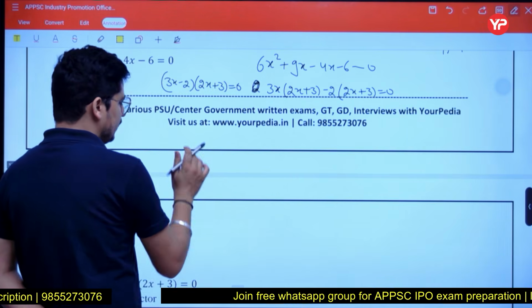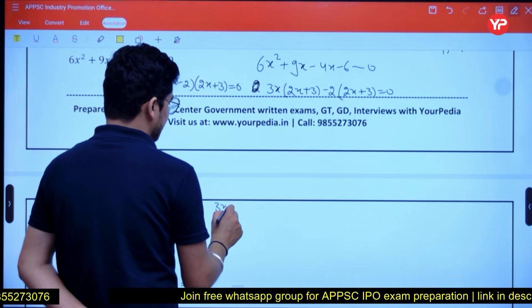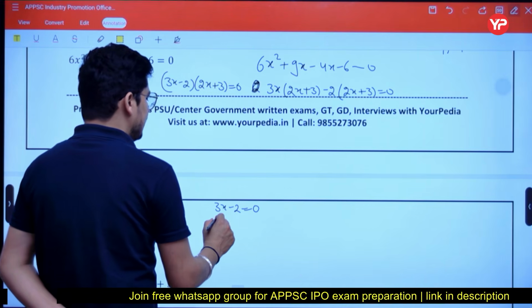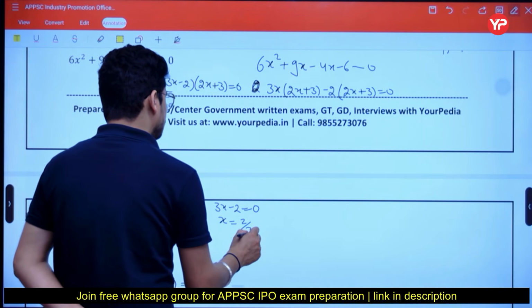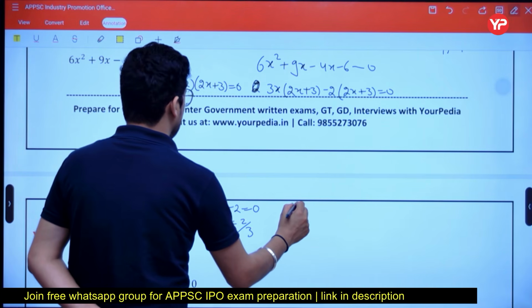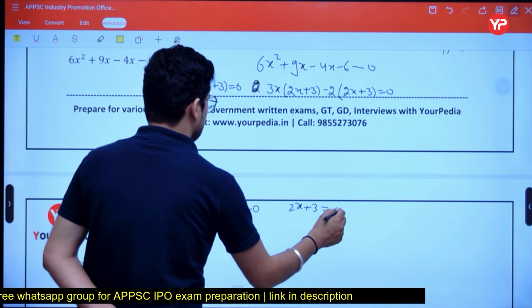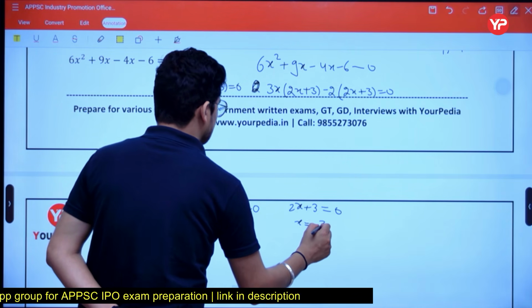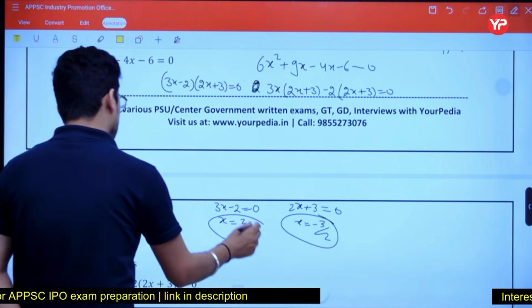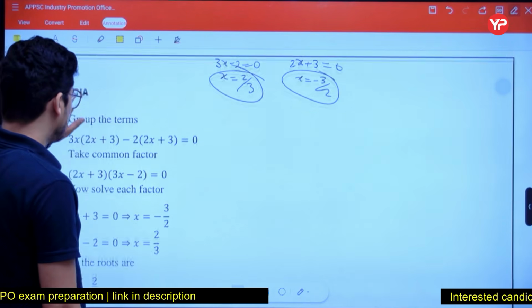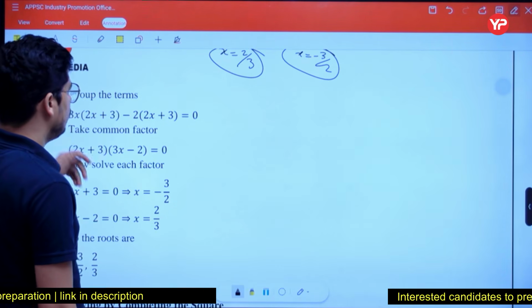When you equate each one to 0, 3x minus 2 equals 0 means the x value is going to be 2 by 3. When you set 2x plus 3 equals 0, then the x value is minus 3 by 2. So these are the two roots of the given equation.